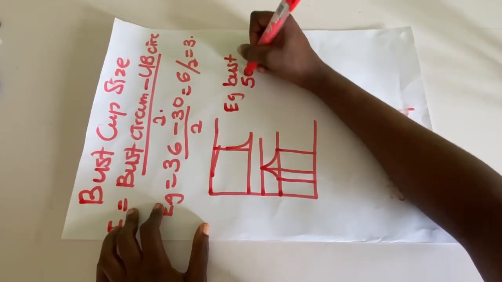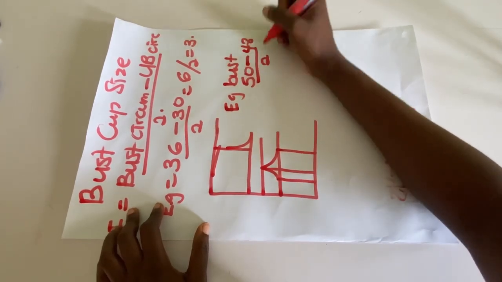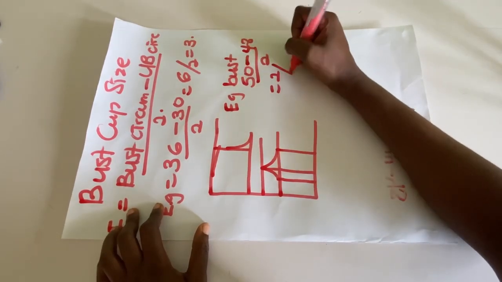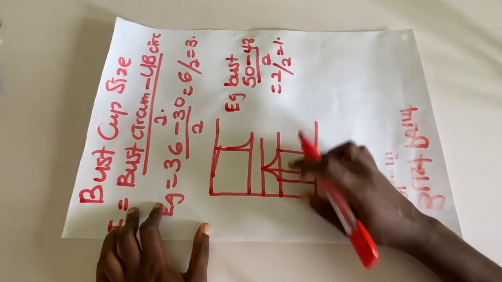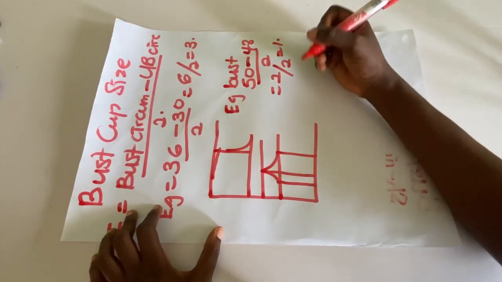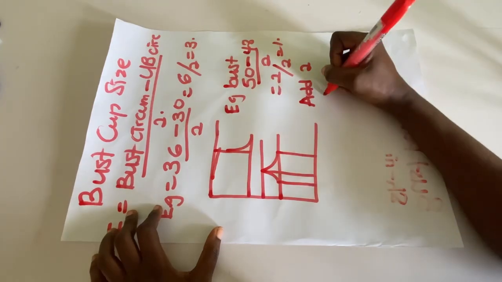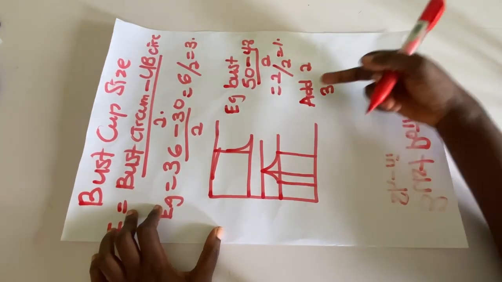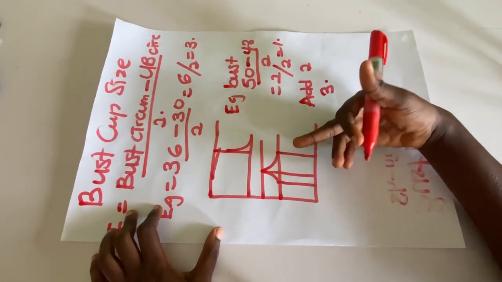So for example, a bust of 50 and an under bust of 48, divided by 2. That is 2 divided by 2, which will give you 1. There's no way you can share 1 here. It's not possible. So all you need to do, since it's 1, you just add 2 to it. Then you share this 3 for this particular bust size.